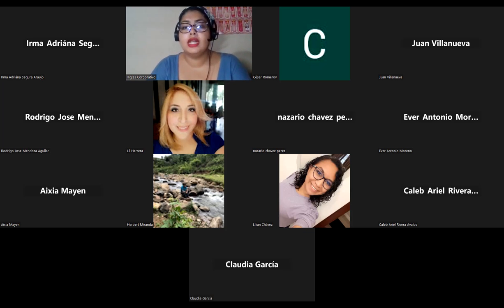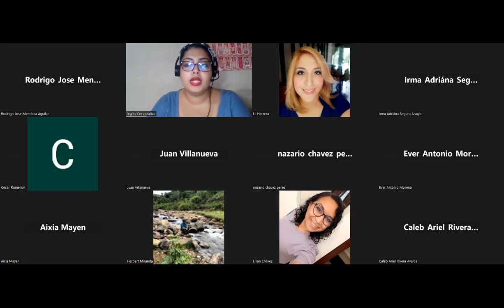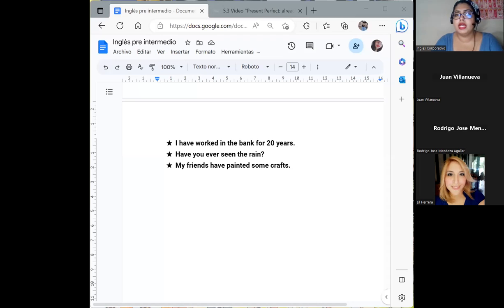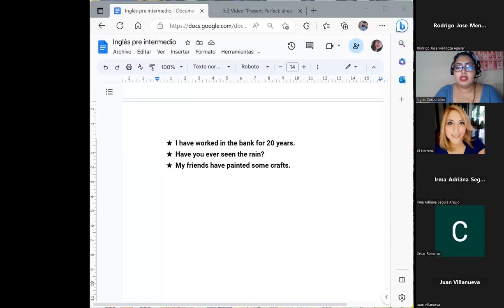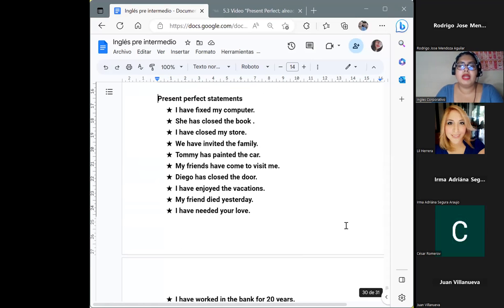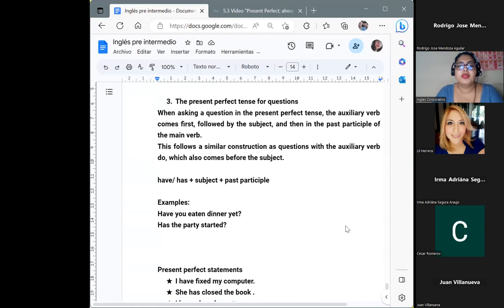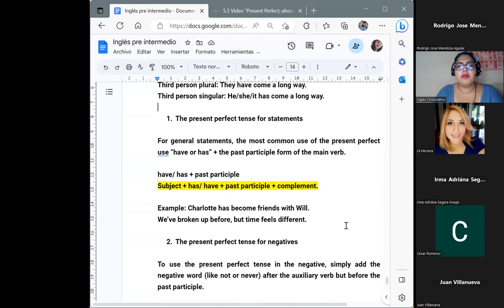So, now it's time to begin. We're going to begin right now with the information. In this case, we're going to share the screen in which we were working yesterday. That is this information. In this case, we have some examples that you gave me yesterday about the use of this structure. So we are going to make a quick review of what this topic is and what the parts are that we have here.